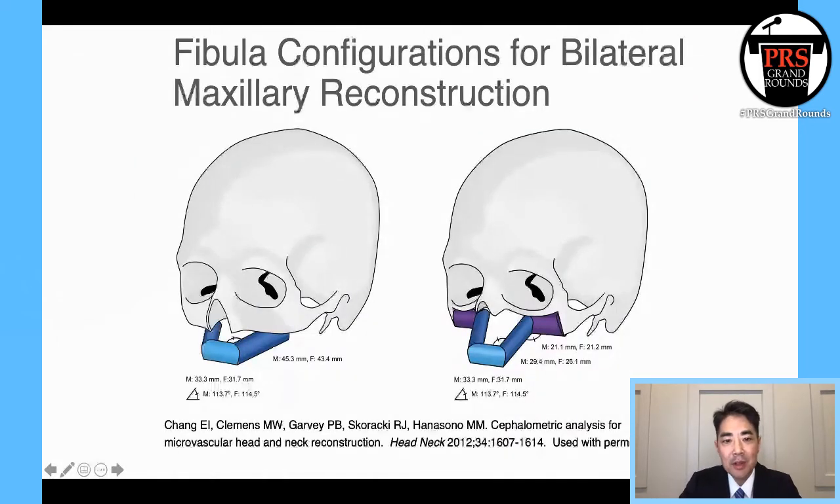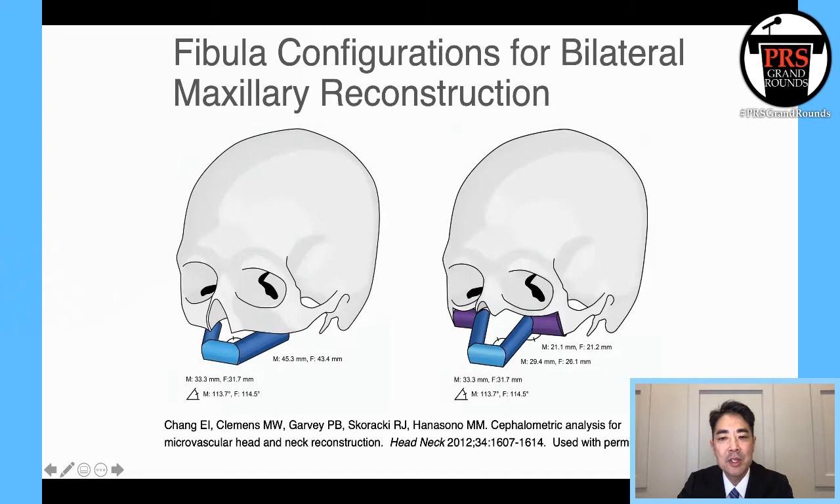Turning to maxillary reconstructions, that's always been a challenge: how to take a fibula free flap, which is a rod-shaped or linear free flap, and make it look like the very complicated shape of the maxilla. You can see on the left side a resection that looks more like a Le Fort 1 osteotomy that goes straight across the alveolus. That's fairly straightforward.